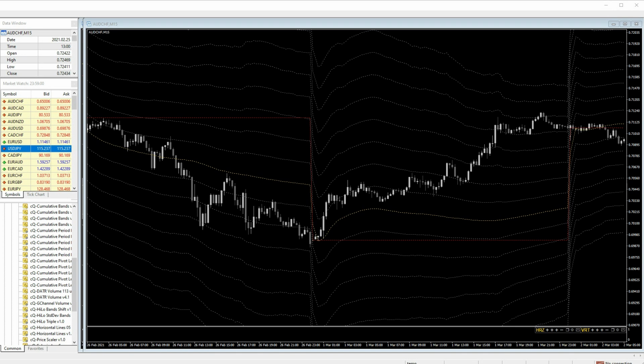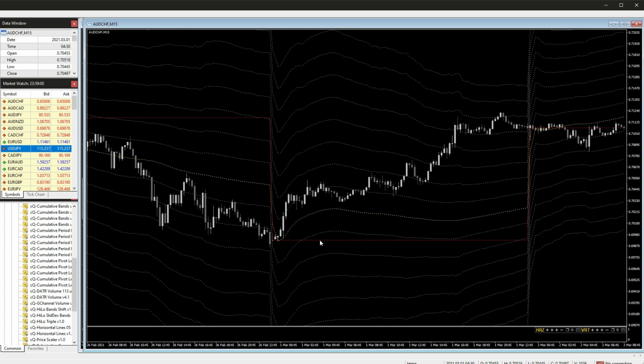This video is going to be about the cQ-Cumulative period bands indicator, version 1.0. This indicator is very similar to the cumulative bands indicator, except this one doesn't use a cumulative moving average. It actually uses normal, everyday type moving averages and just increases the period at each candle.